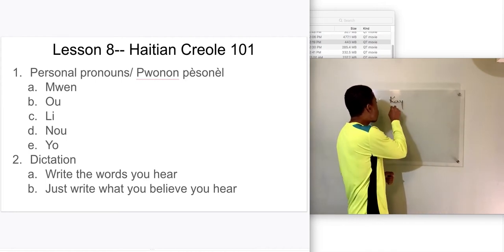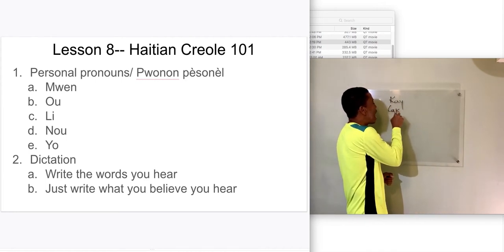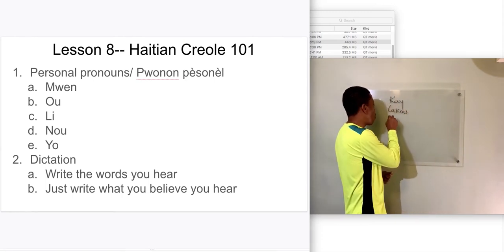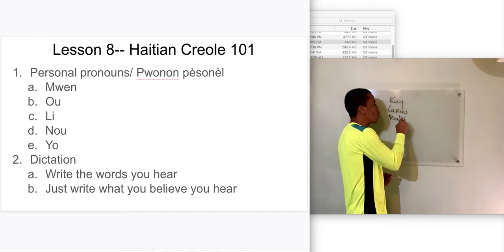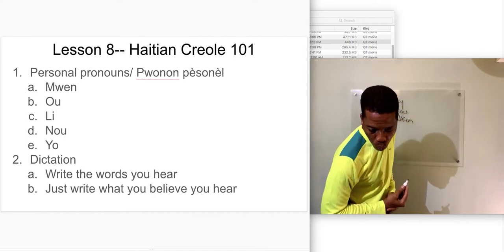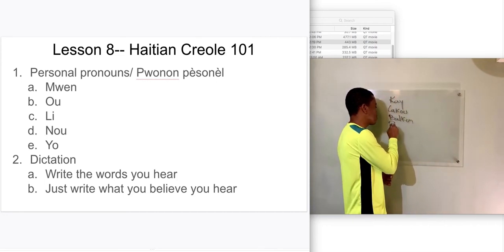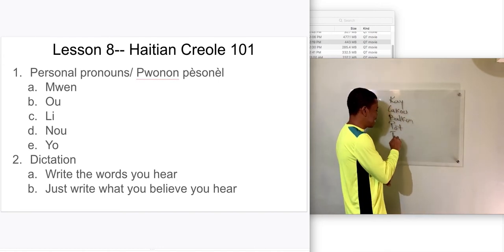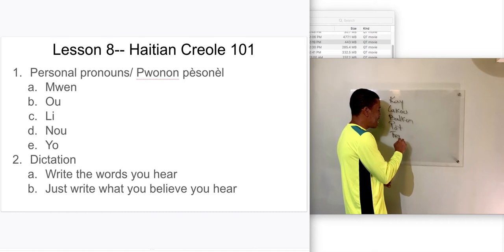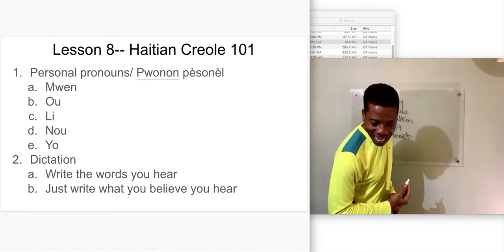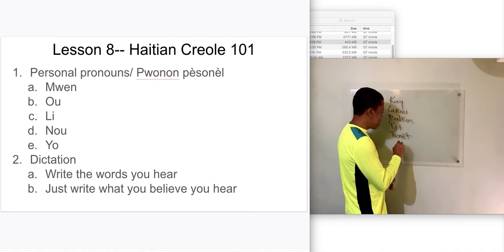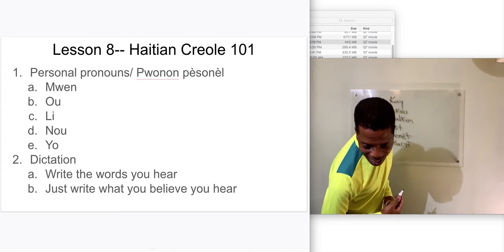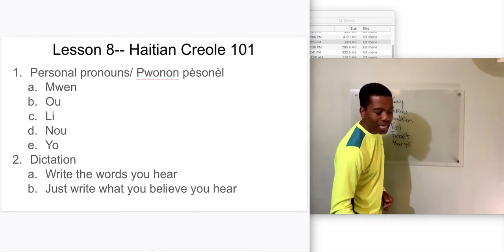La cour. Balcon. Porte. Fenêtre. Barrière.